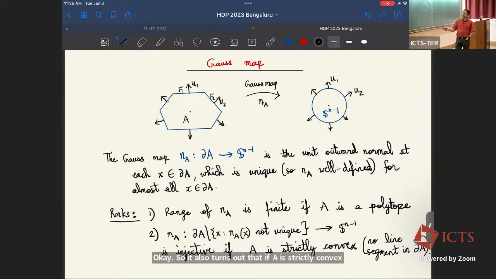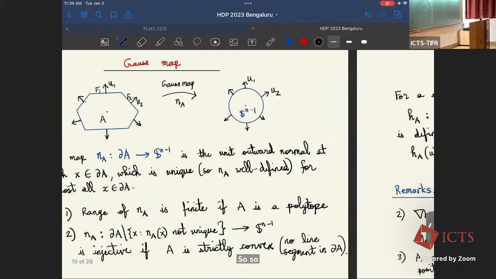It also turns out that if A is strictly convex, which means there's no line segment in the boundary of A, or another way of saying that is that every point on the boundary of A is also an extreme point of A, then this function Na is injective. So it's one-to-one. Anyway, we'll use that fact later.